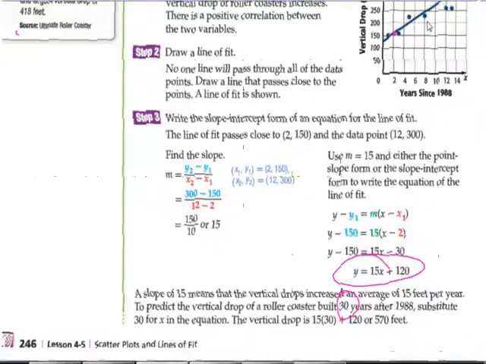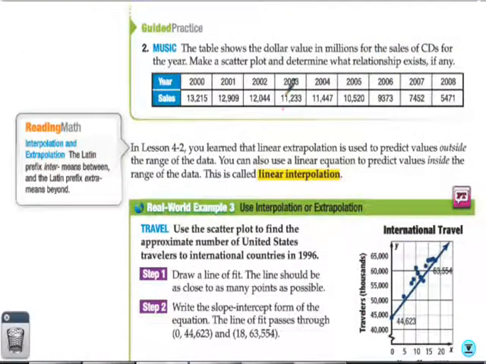Okay. All right. So if we were to do this on our own, this is what we would have to do. So the table shows the dollar value in millions for the sales of CDs for the year. CDs. I don't even know that you guys know what those are. So if you don't, we'll talk about that in class, because there's a chance you don't. So make a scatter plot and determine what relationship exists, if any. So all I want you to do right now for number 2 is just make the scatter plot and determine if a relationship exists. Okay?